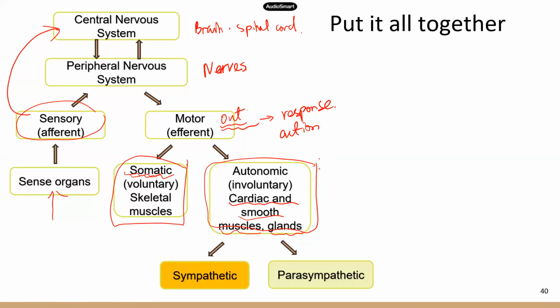If it excites, if it activates all your emergency response, that's going to be the sympathetic nervous system. If it calms you down, relaxes you, it just performs the basic housekeeping activities to maintain your body functions like defecation, digestion, that's going to be parasympathetic nervous system. Okay, so that's all the classifications, all the different divisions based on anatomy, based on functions for the nervous system.